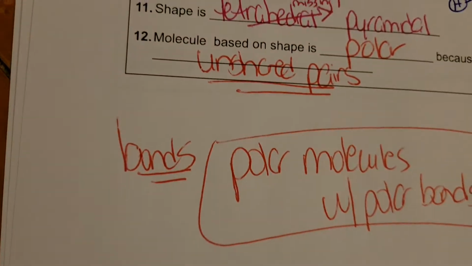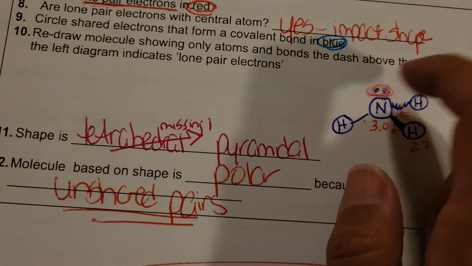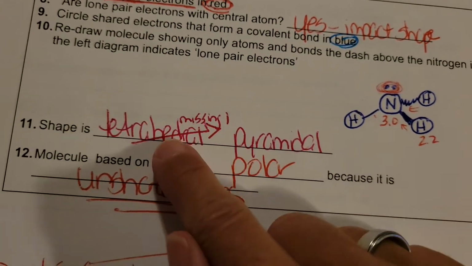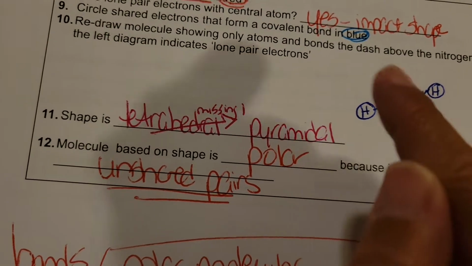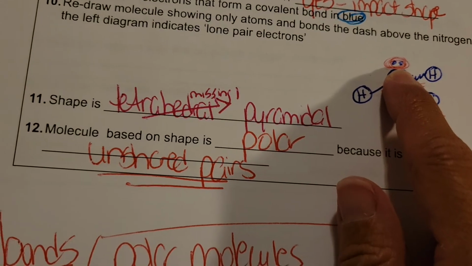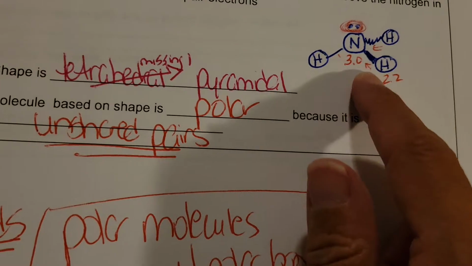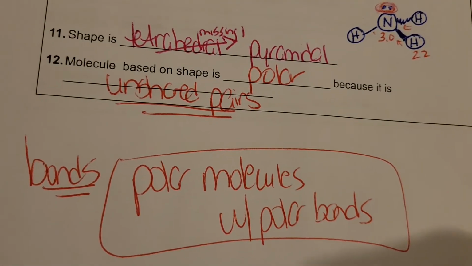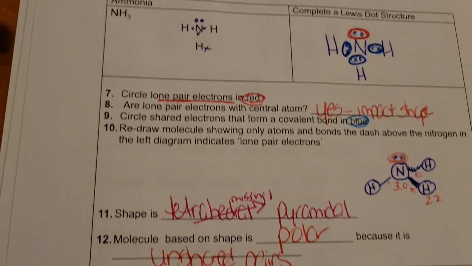The one we just did starts off with the potential to be a tetrahedral, but it's missing its top. So as soon as you have an unshared pair, you become polar. And a tetrahedral that's missing one of its parts is a pyramid. So then it's polar because of these unshared pairs. The bonds, again, because the electronegativities are different, are polar. So this one is a polar molecule with polar bonds. All right, so that was a tetrahedral that's missing its top.